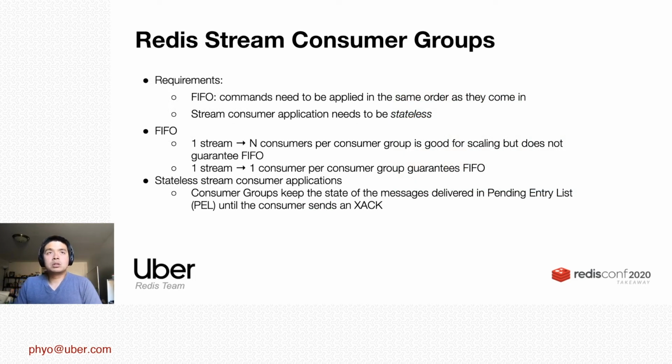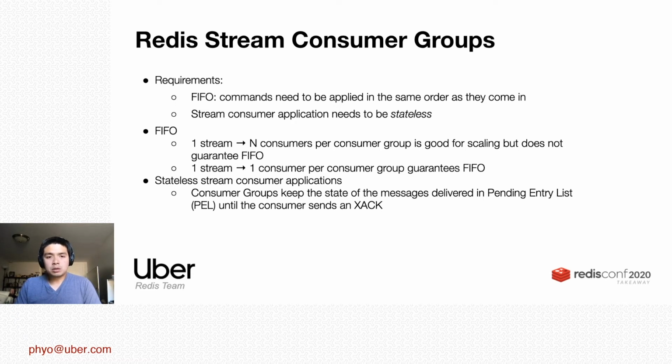Let's talk about how we use stream consumer groups. We have 2 requirements for consumers. The first one is that the commands need to be FIFO, so that the set and delete commands are in the same order as we receive them in the source data center. The second one is that the consumer service could go down or get restarted, and therefore they need to be stateless. And we cannot keep the checkpoint data or state in the service. In order to achieve these 2 requirements, we use Redis Stream consumer groups.